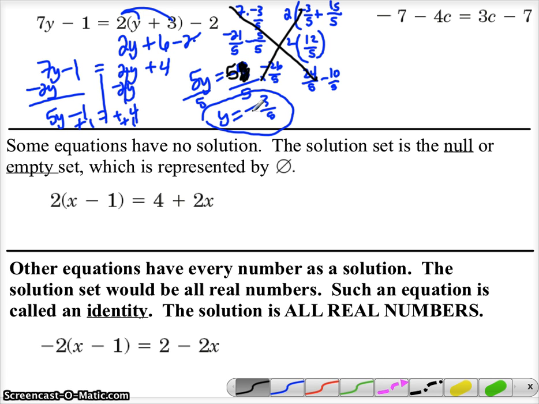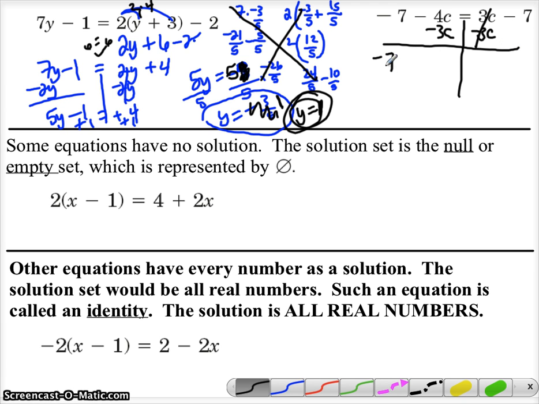5y equals 5. When I divide by 5, I get y equals 1. So when we check 1, 1 plus 3 is 4, times 2 is 8, 8 minus 2 is 6, and 7 times 1 is 7, minus 1 is 6, so that does check. So y equals 1. Right there, prime example of why checking is important. Now this one, over to the right hand side, we have equals. Variables on both sides. I'm going to minus the 3c.